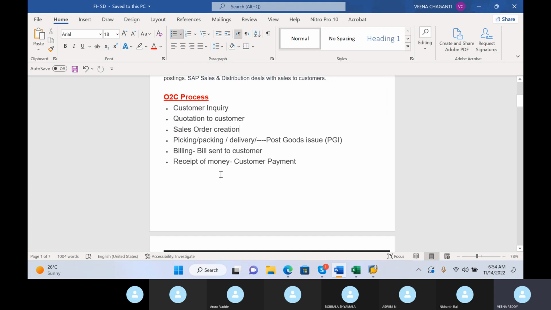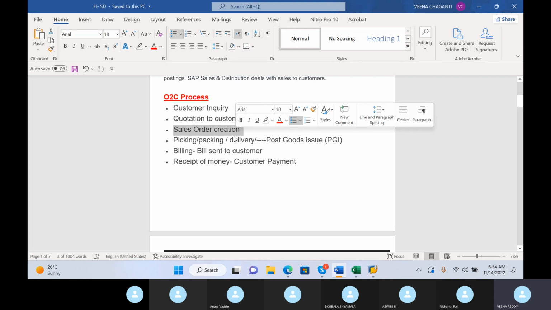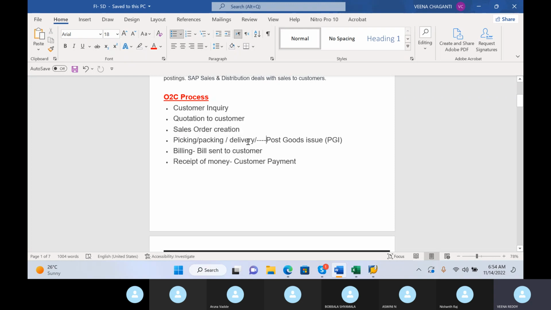Sales order means we prepare a sales order. According to the sales order only, the warehouse department will pick the material. The sales order includes everything: the product details, quantity, payment terms, and everything related to the product. According to the delivery date, they will pick, pack and deliver to the customer. This all happens in the warehouse department.